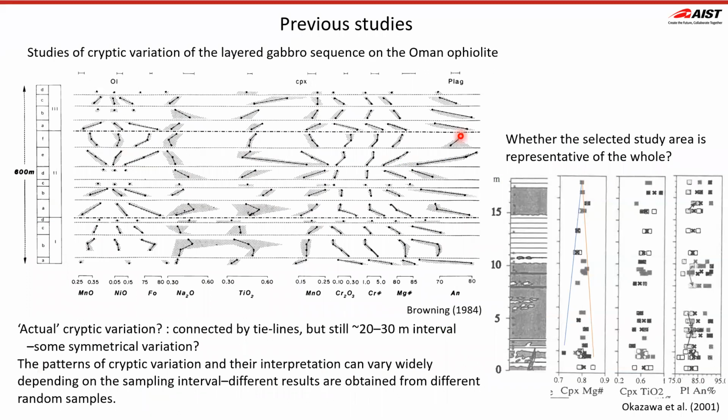There have been some previous studies of cryptic variation in the layered gabbro sequence of the Oman ophiolite. Browning in 1984 reported interesting cryptic variations here. There are some symmetrical compositional variations and large compositional gaps between each unit, like this. However, there are tens of meters between each sample, so there is no guarantee that this is a true picture.